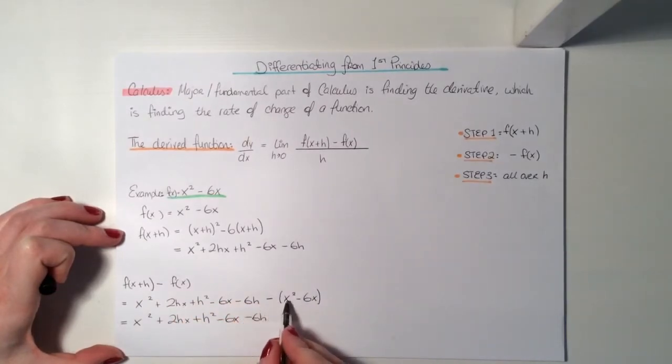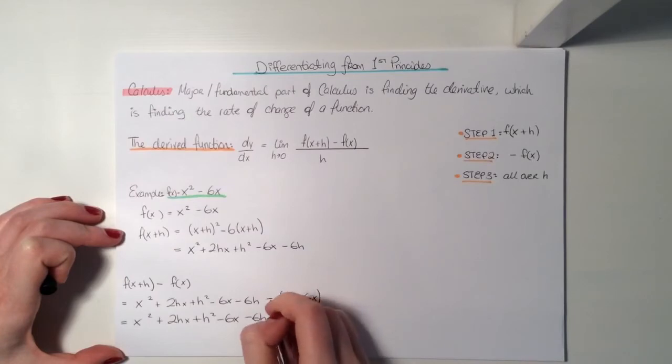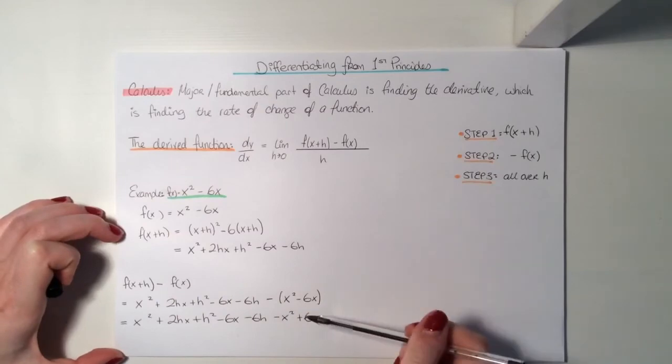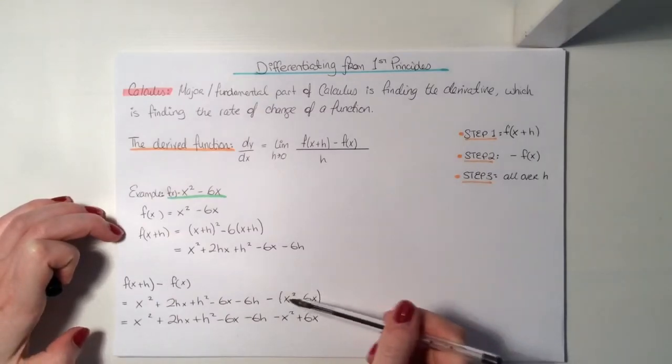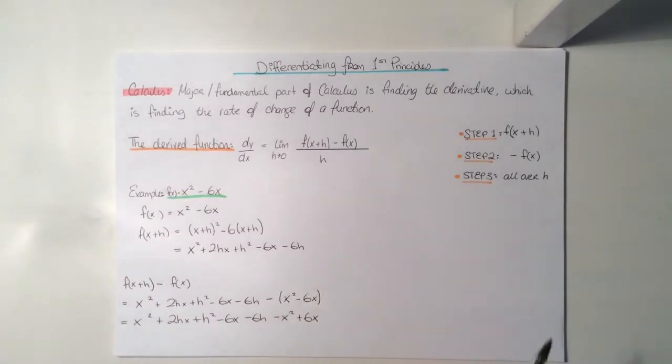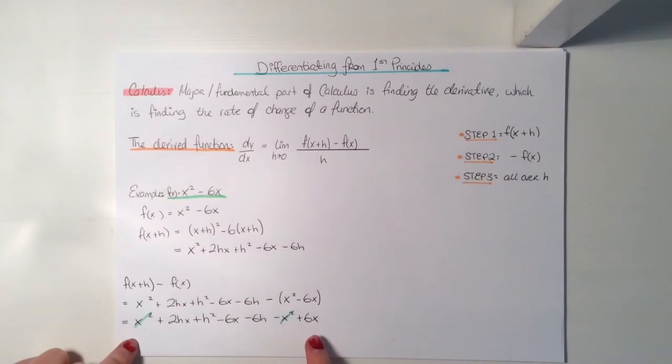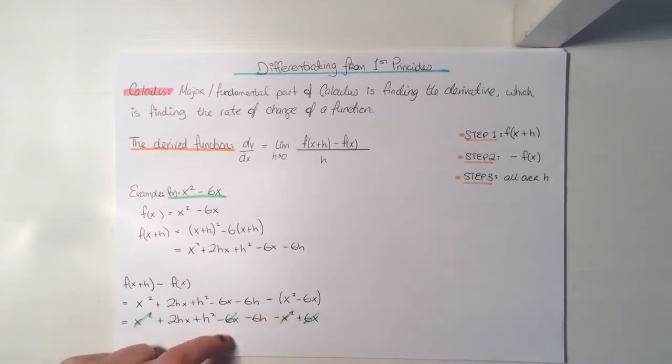So minus x squared is minus x squared, minus 6x is plus 6x. Okay, so just because of that sign, always put brackets in here, so make sure you apply the minus to all of it. So now let's see, hopefully, can anything tidy up a little bit? Can we cancel things out? So we've got a plus x squared and minus x squared, so that's gone. We've got a plus 6x and minus 6x, so that's gone.